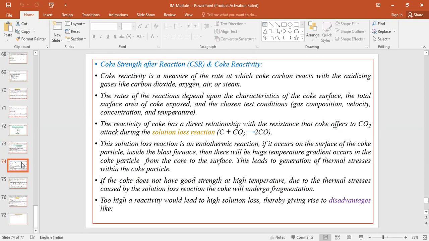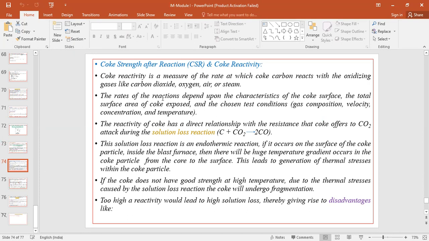The next one is coke strength after reaction and coke reactivity. Coke reactivity is a measure of the rate at which the carbon present in the coke reacts with oxidizing gases like carbon dioxide or oxygen or steam in front of the tuyeres. So in front of the tuyeres, coke undergoes combustion.